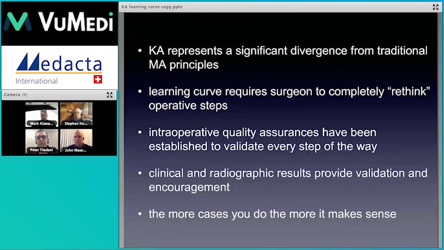For me, the radiographic results as well as the patient outcomes validate that we're doing these operations properly and encourage me to continue on. And as with anything, the more cases you do, the more it makes sense, the easier it becomes. And I'll tell you what, the more kinematically aligned total knees I do, in the cases when I fall back and do MA knees, it just seems very foreign and very unnatural to be cutting these bones in those kinds of ways. So, thank you.